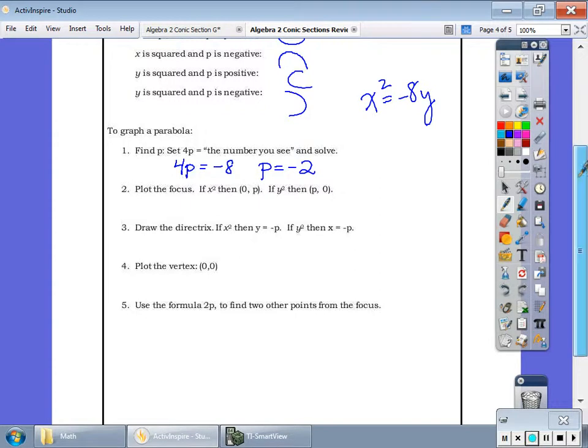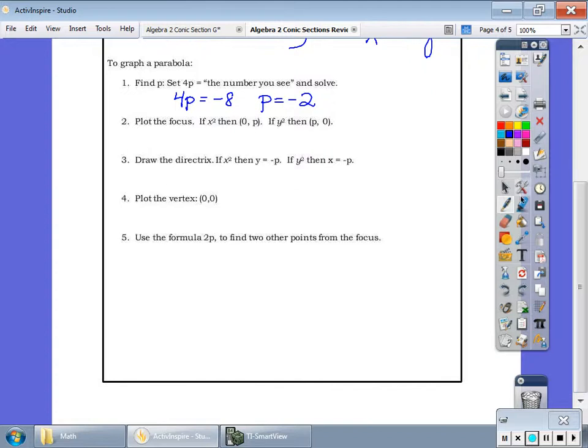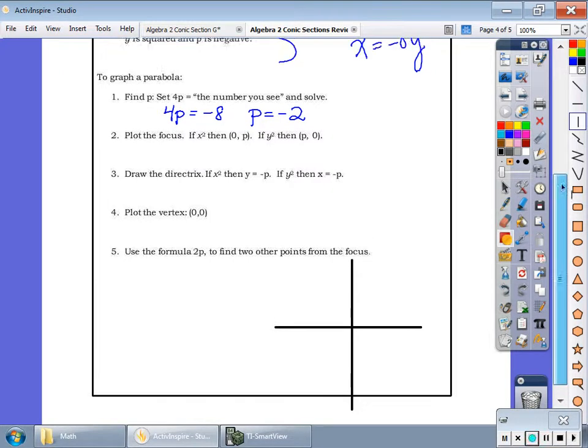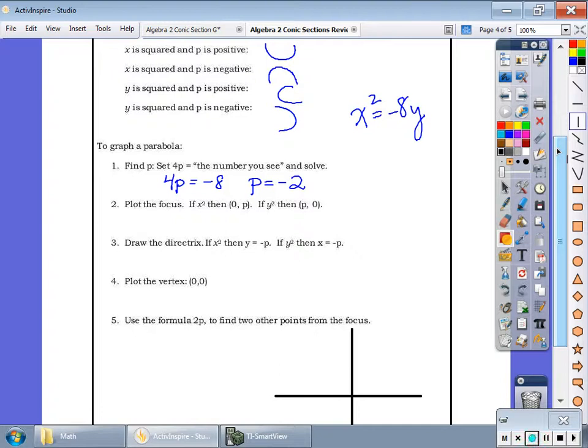Okay, ladies and gentlemen, plot the focus. Let me get my axes up here. On a quiz, is it going to tell us like the 0, p? No. It only gives you what was up there.